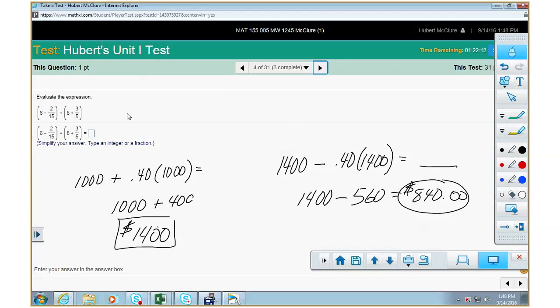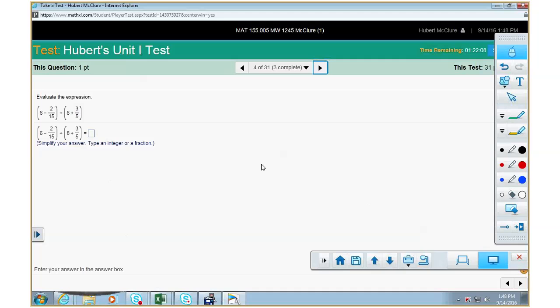Oh yeah, there's one we did in class one day. Go ahead and do it. I'll tell you what the symbols are because it's hard to see them. It's 6 minus 2 over 15, divided by 8 plus 3/5. So that divided and that plus look kind of the same.